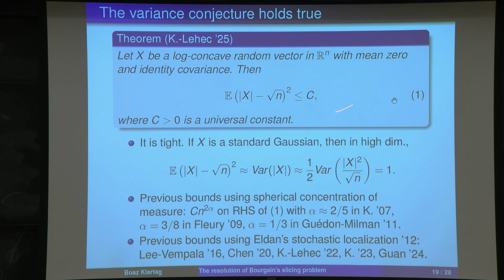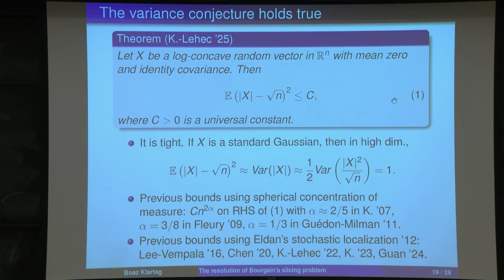Okay, fortunately here I quoted it correctly. So our theorem is that if you have a log-concave random vector in R^n of mean zero and identity covariance, then indeed this holds true. And this is also tight, because if you look at the Gaussian, for example, then you get roughly 1 here, okay?